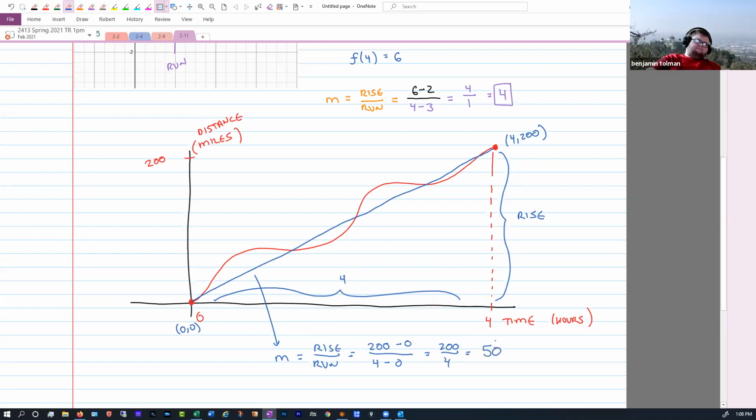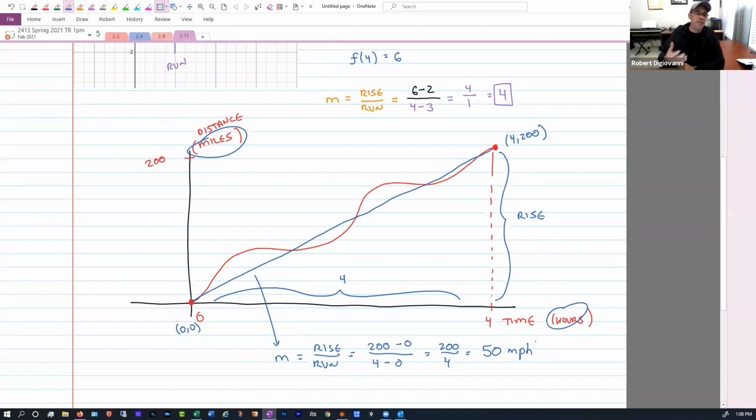Now, 50 what? What unit do you think this would be? Miles per hour. So we have miles here and hours here, so this would be miles per hour. So what does that 50 miles per hour mean? It means that on this trip, your average rate of change, the average speed you were traveling, was 50 miles per hour.